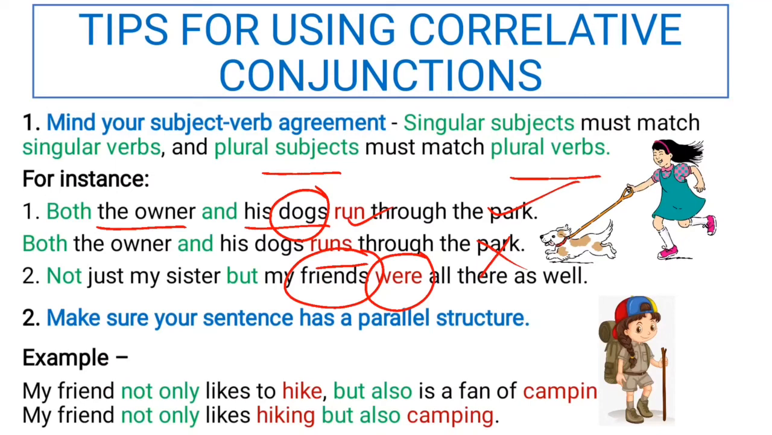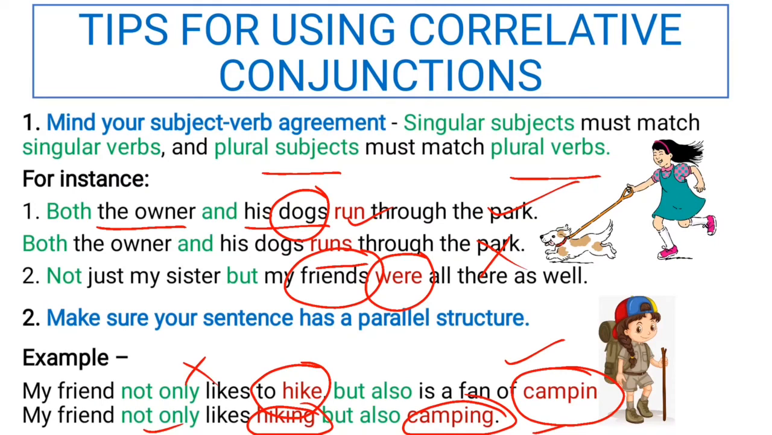Now, in these two sentences, you will notice that in first sentence we have used to hike and camping, whereas in second sentence we are using hiking and camping. So in these two sentences, hiking and camping are parallel, whereas to hike and camping are not parallel with each other. So this sentence, the second one is correct and the first one is wrong. So always remember this rule of parallelism in your sentence structure.